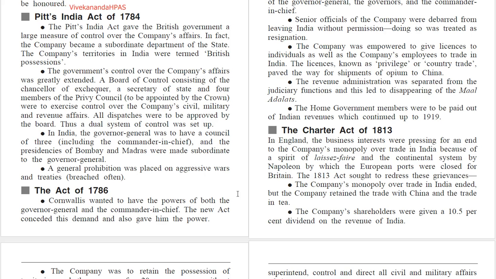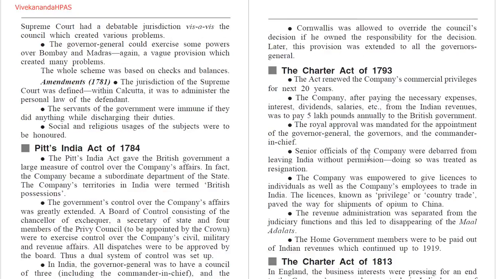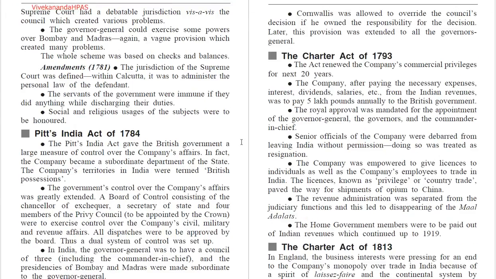So basically, he was head of the civil and revenue affairs, and he was also the head of the military. Okay, so he was Commander in Chief when he was basically taking over the role of military commander, and he was Governor General when he was in civil and revenue affairs capacity, or in the collection of revenue affairs capacity. Okay. So Cornwallis was basically allowed to override the council decision also.